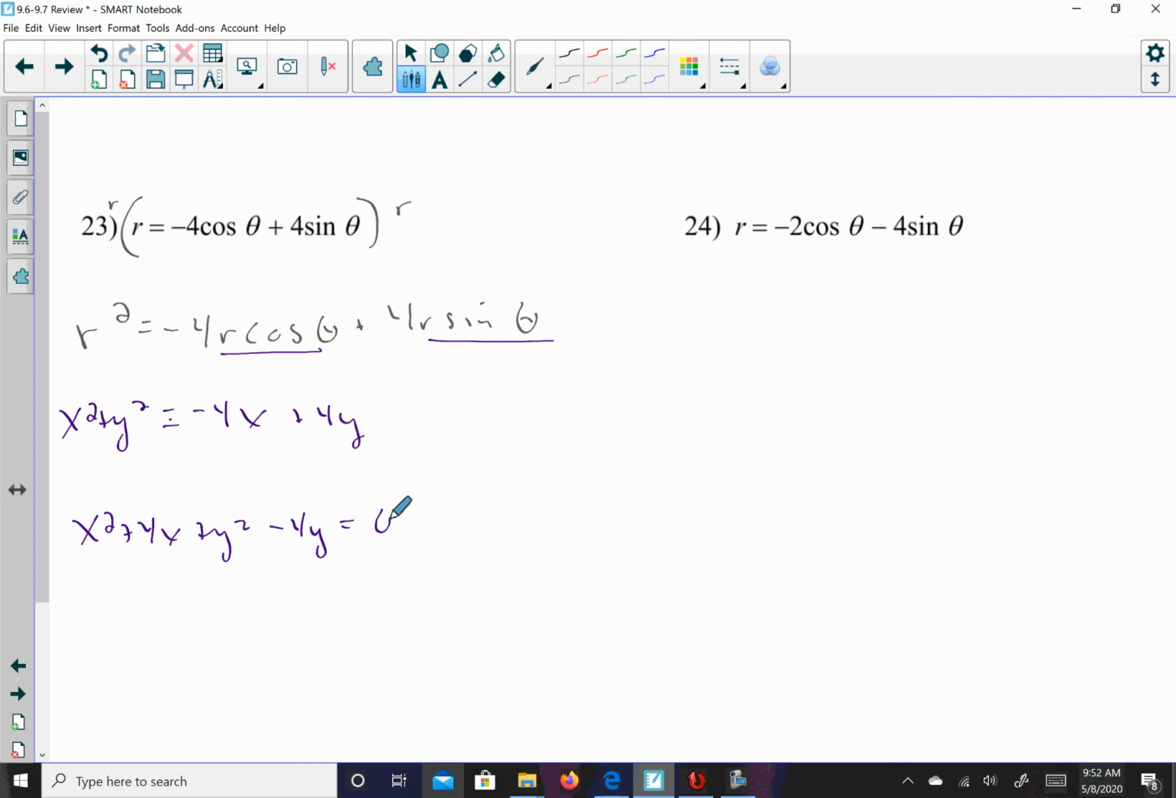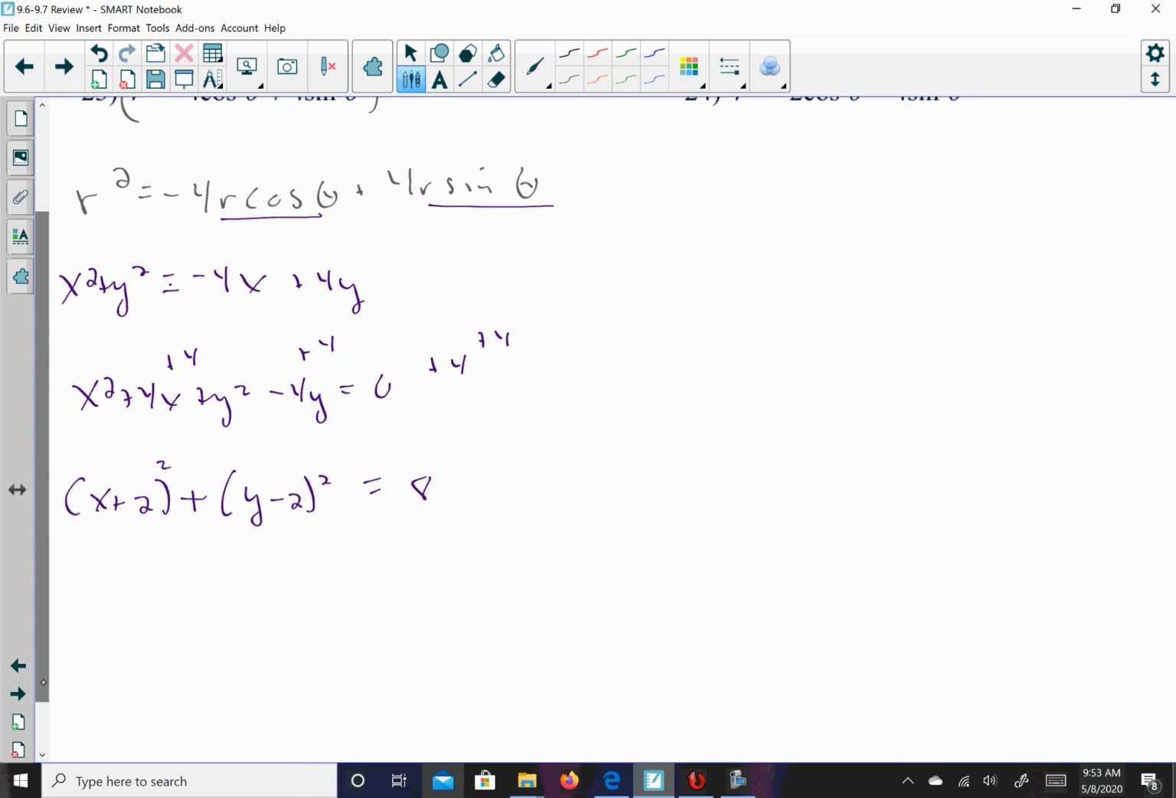They actually want you to go on and simplify this. So if you see the answers at the bottom, what they did is they completed the square here, and they made this x plus 2, because half of 4 is 2 squared. Well, when I square 2, I'm adding 4 here, which means I have to add 4 over here. And then half of negative 4 is negative 2. Negative 2 squared is 4. Add 4, and I get 8.